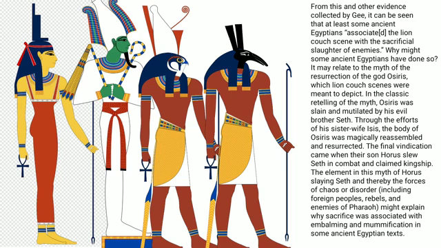depict. In the classic retelling of the myth, Osiris was slain and mutilated by his evil brother Seth. Through the efforts of his sister wife, Isis, the body of Osiris was magically reassembled and resurrected. The final vindication came when their son Horus slew Seth in battle and claimed kingship. The element in this myth of Osiris slaying Seth and thereby the forces of chaos or disorder, including foreign peoples, rebels, and enemies of Pharaoh, might explain why sacrifice was associated with embalming and mummification in some ancient Egyptian texts.